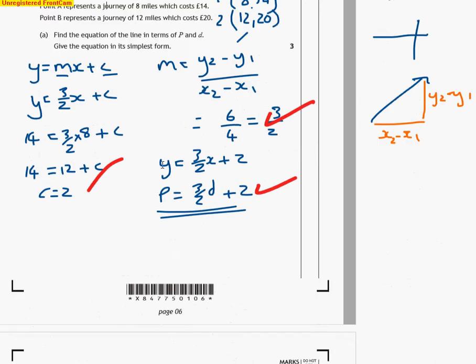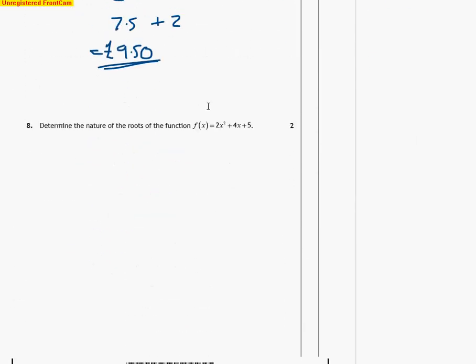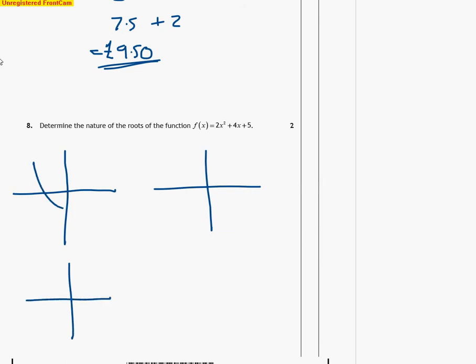Okay, nice. Determine the nature of the roots of the function. Again, very common question. I'm going to draw 3 graphs here. Let's imagine that's just touching the axis there. Okay. So these are, broadly speaking, your 3 types of root you're going to get.